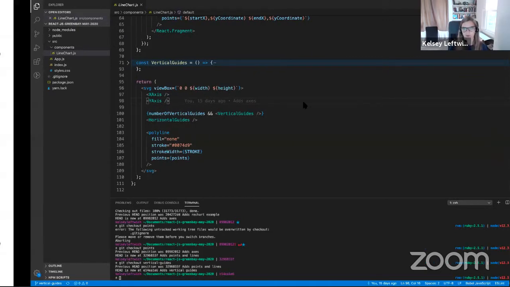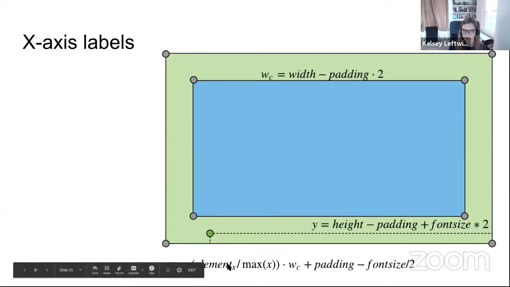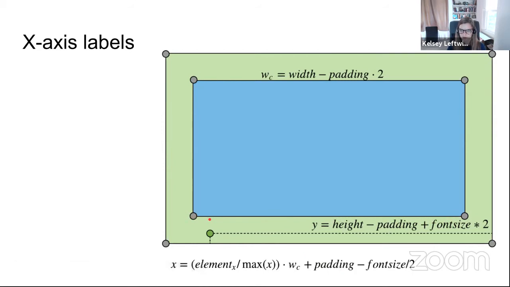Okay, so the last thing that you have to do within your SVG is add labels. Similar thing again, like for x-axis labels in this example, you figure out your ratio here. So that's the index of this element divided by the max of your x values. You multiply it by the width here, and then you will add padding to push it away from this gutter and into the right position.